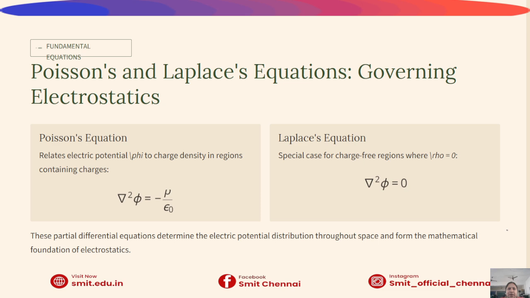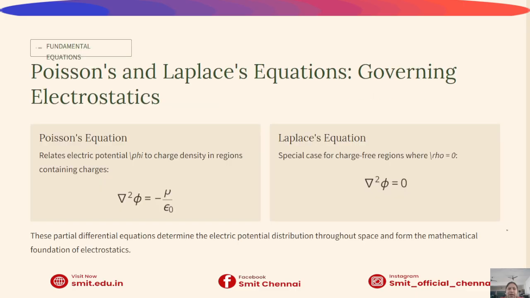It helps in determining how the electric potential varies with position due to the presence of charge distribution. Engineers use Poisson's equation to analyze electric field behavior in devices such as capacitors, semiconductor junctions, and insulation systems.